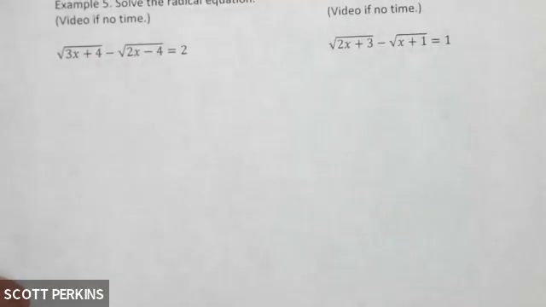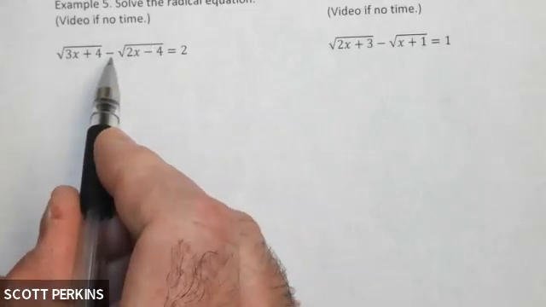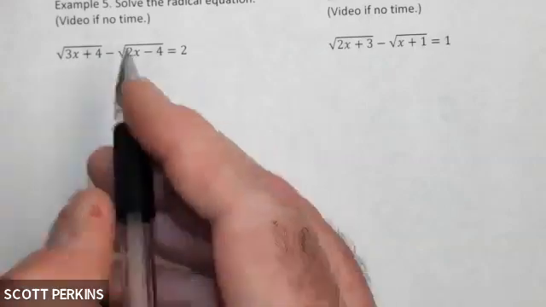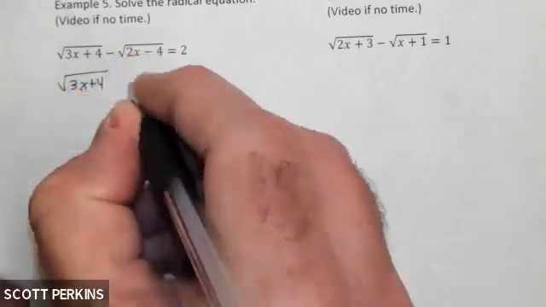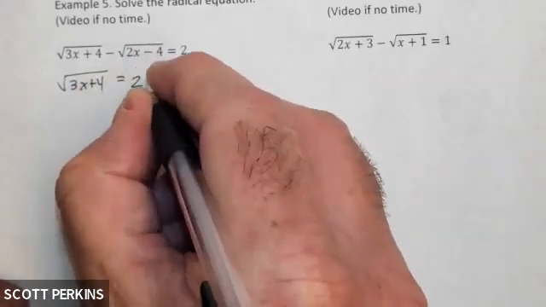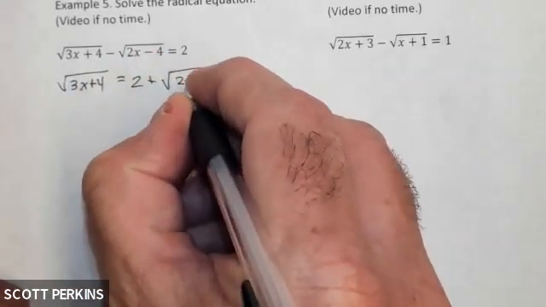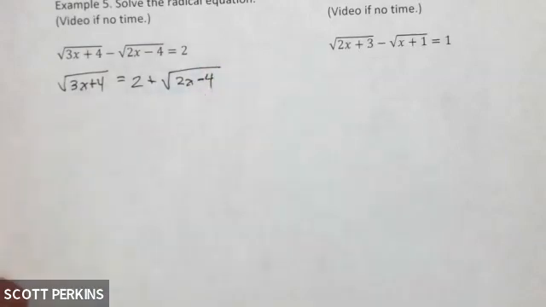So here's step number one. Get one of the radicals by itself. It doesn't matter which one you get by itself. So I'm just going to take this minus and I'm going to bring it over to the other side. So here's my step one. I've got the square root of 3x plus 4 is going to be equal to 2 plus the square root of 2x minus 4. So do the same thing on the other problem. You're going to do step by step exercise 7 at the same time I'm doing example 5.